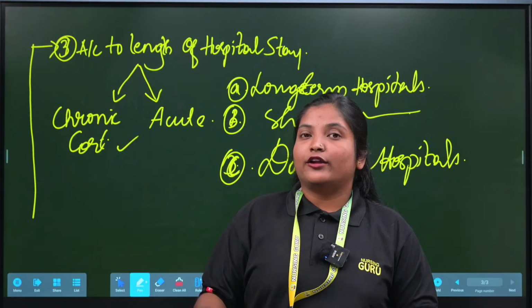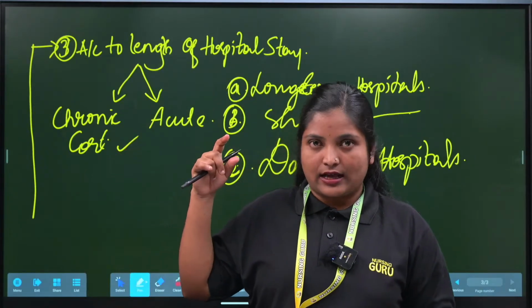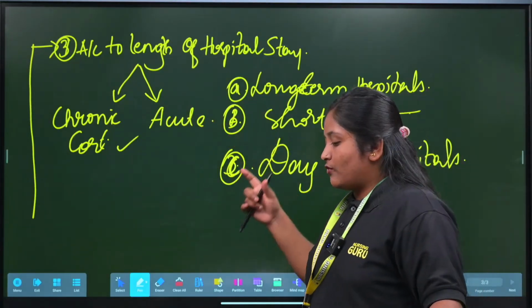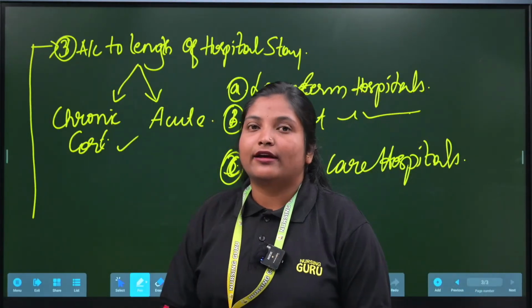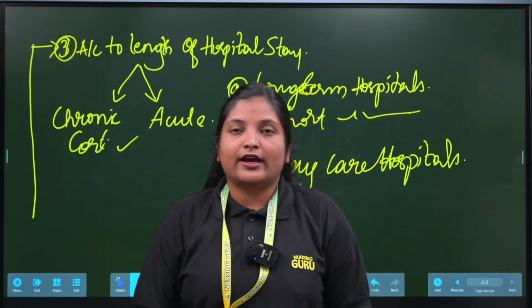Okay, according to the length of the stay. Second, what is this third classification? Under that again we have three subtypes. The first one is long term or chronic care hospital. The second one is short term or acute care hospitals.